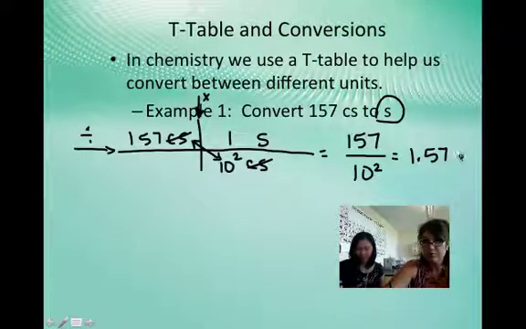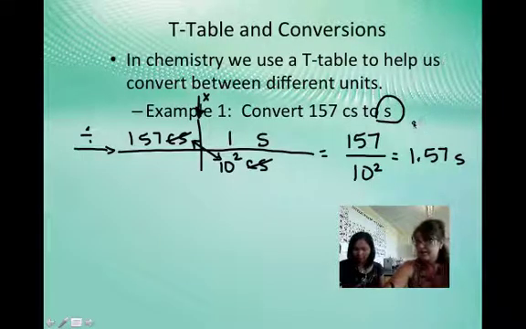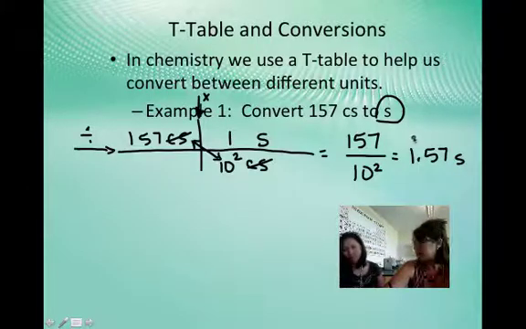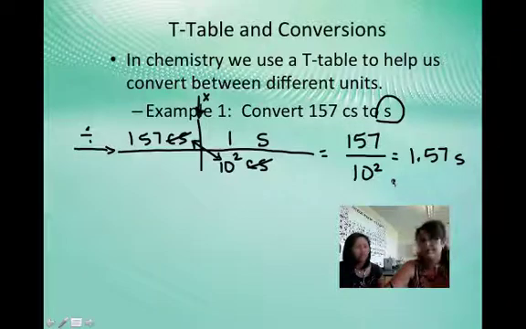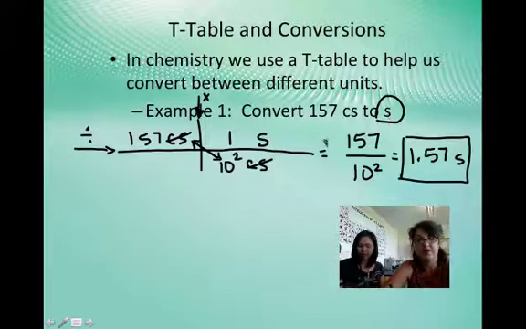Clear. That's 157. And then to get 10 to the second, remember to use the E button. And you get 1.57. Right. And we'll put a box around this answer because that's the way we like to finalize our answer. All right. Good.